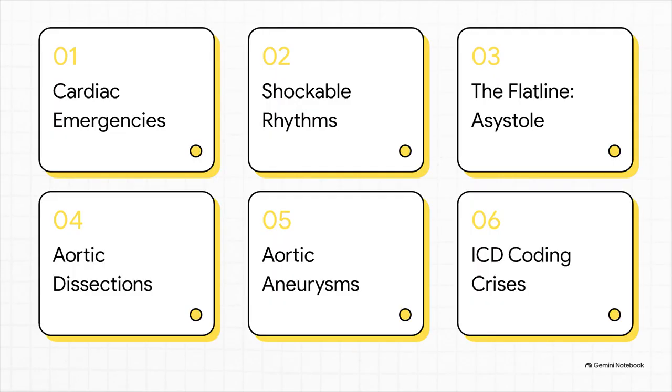Here's our roadmap for today's explainer. 1. Decoding high-stakes cardiac emergencies. 2. Shockable lethal cardiac rhythms. 3. The flatline, true asystole. 4. Aortic dissection disasters. 5. Ruptured aortic aneurysms explained. And 6. ICD decoding for cardiac crises.